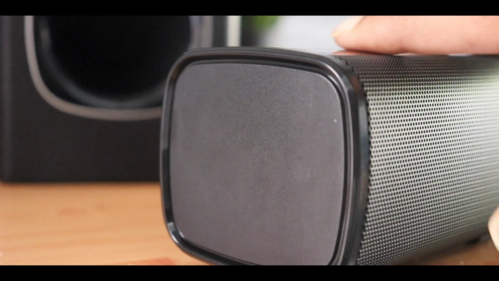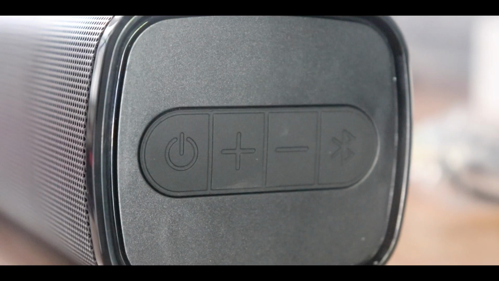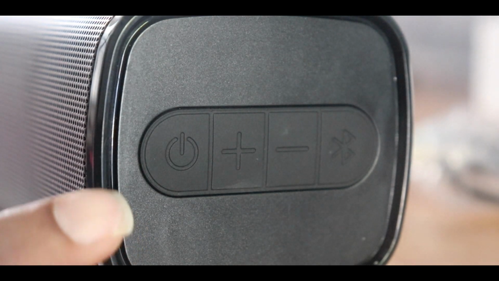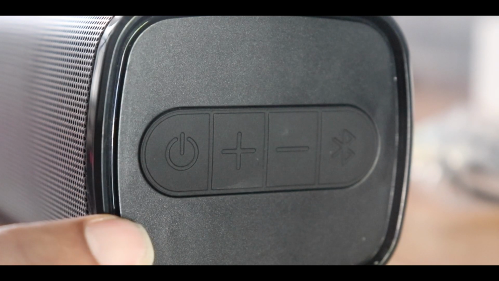So if you are a bass lover and looking for a soundbar under 5000 rupees, I would say this is one of the best choices available right now. And the Mi soundbar is also very good, but if you don't care much about the bass, you can also consider the Mi soundbar. When I personally checked it out, I found that it was sounding pretty good as well, but you will not obviously get this level of bass.